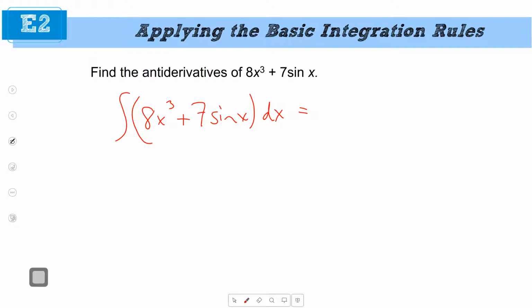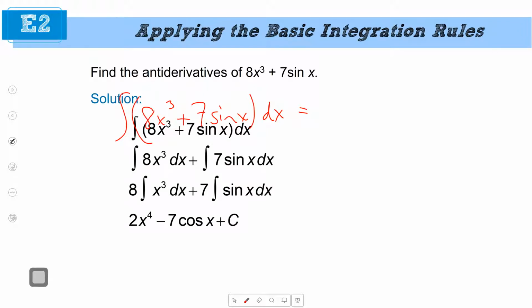All right, we good? Any problems? There you go: 2x to the fourth minus 7 cosine x plus c. Who forgot the plus c? Be honest. Nobody? One person? Sorry. You forgot the c also?